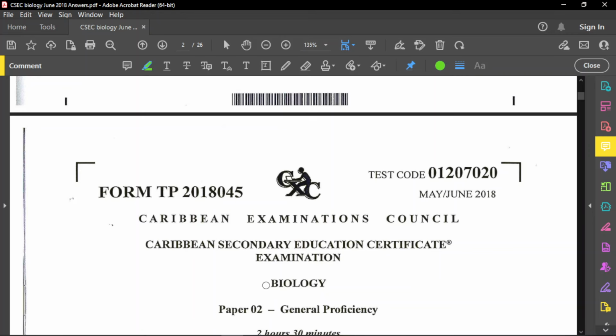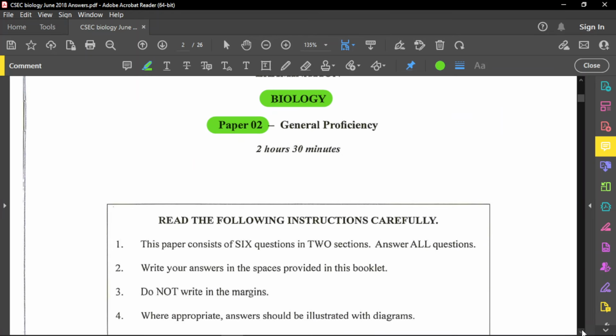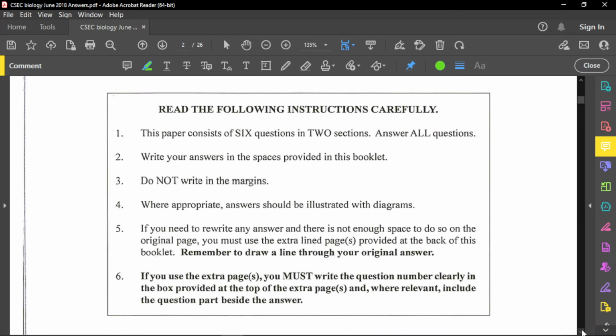Now, today we're doing another review of a CSEC biology paper. This is paper 2 from May/June 2018. Please remember before you start the examination that you should read through the instructions carefully, and if you have any questions or queries, clarify those with the examiner before the examination begins.